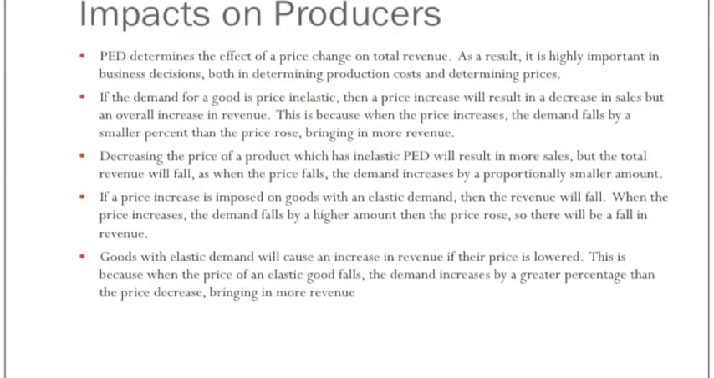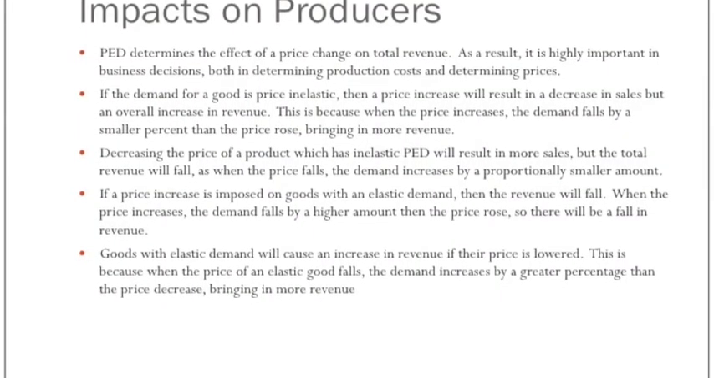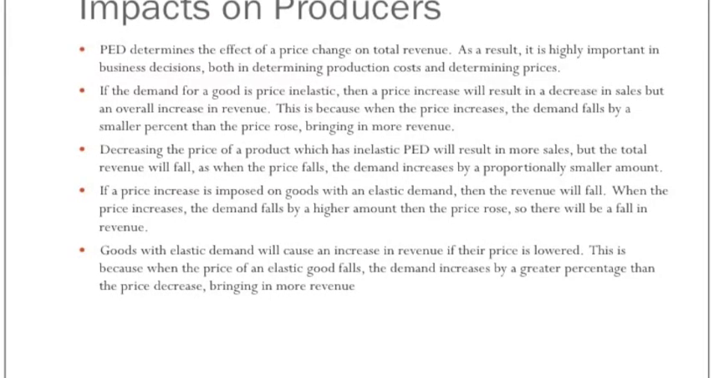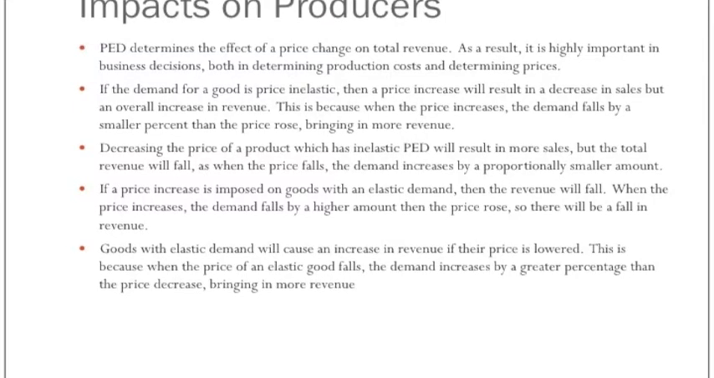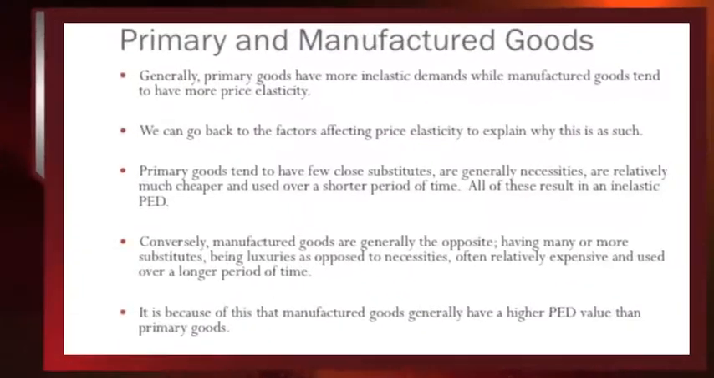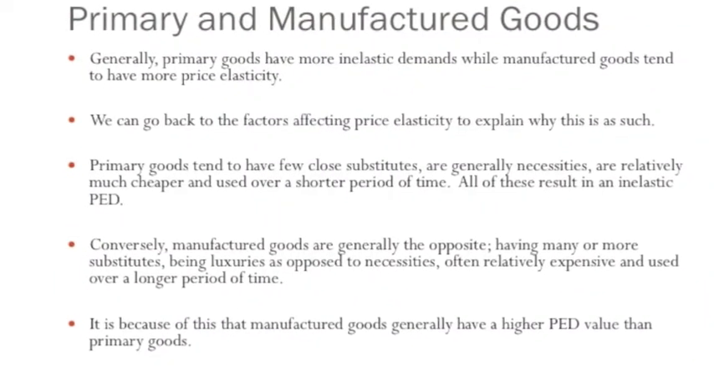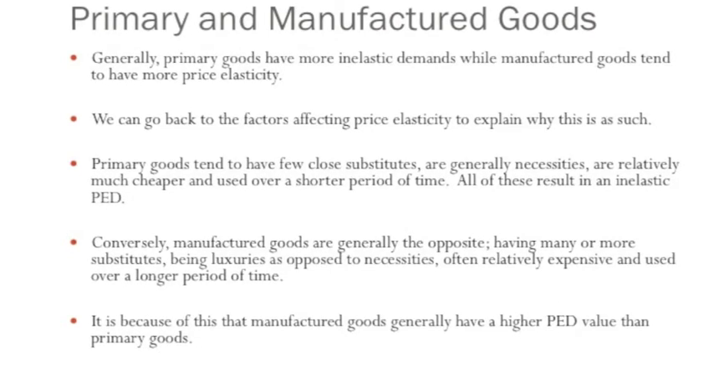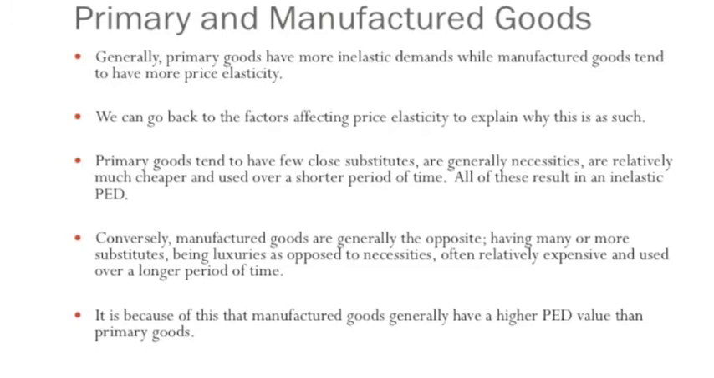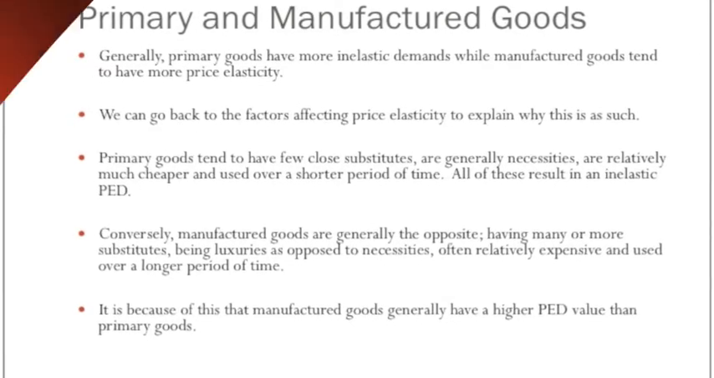Now we'll have a look at how producers can use PED to determine the impacts that it may have on them. Here are some examples. And manufactured goods. Generally, primary goods have more inelastic demands, while manufactured goods tend to have more price elasticity. Primary goods tend to have few close substitutes, whereas manufactured goods generally are the opposite.